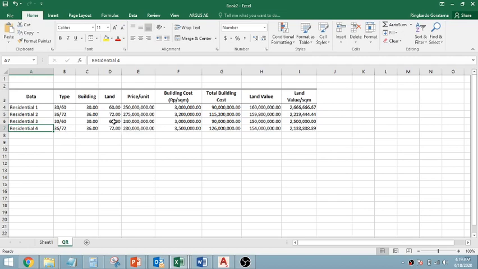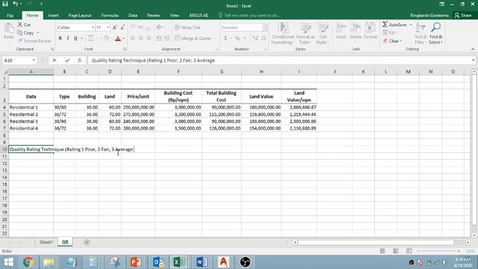How we do that is we use the quality rating technique. We can give a rating from 1 to 5. For example, 1 is poor, 2 is fair, 3 is average, 4 is good, and 5 is excellent.